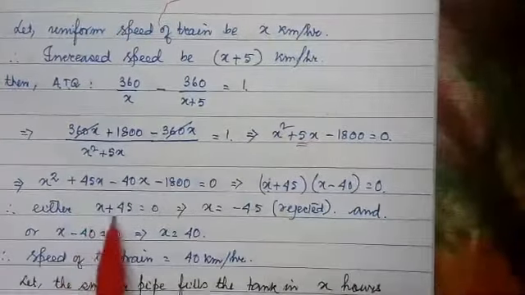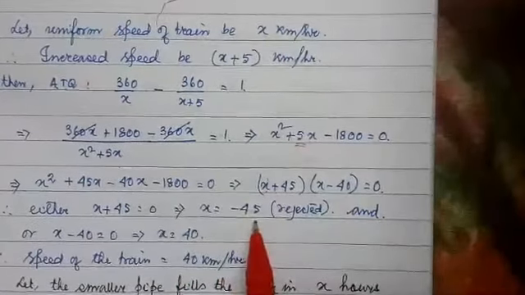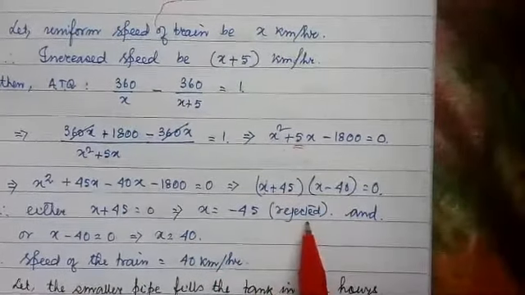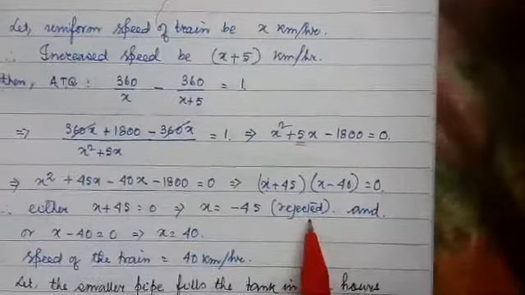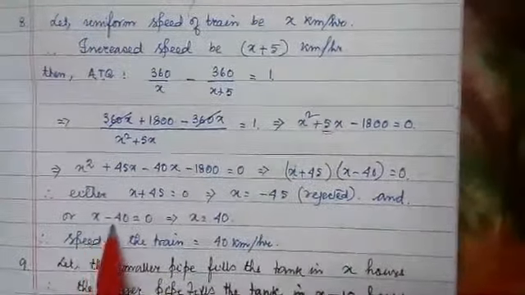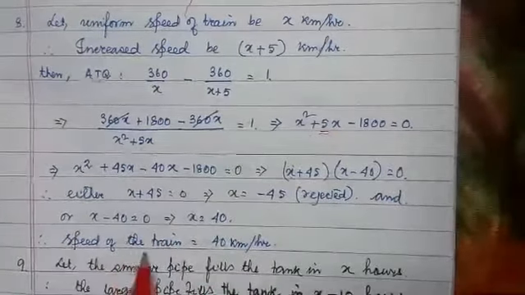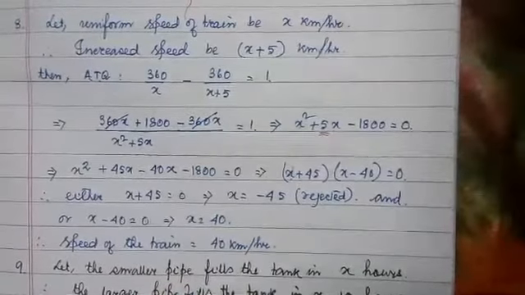Now either x plus 45 is equal to 0, which implies x is equal to minus 45. This value is rejected because the speed of the train cannot be negative. Then x minus 40 is equal to 0, that is x is equal to 40. Therefore the speed of the train is equal to 40 km per hour.